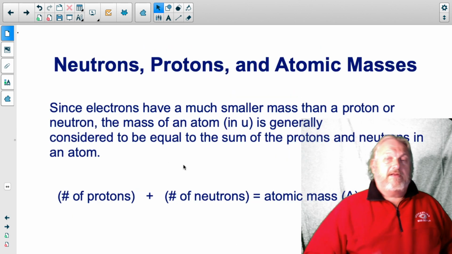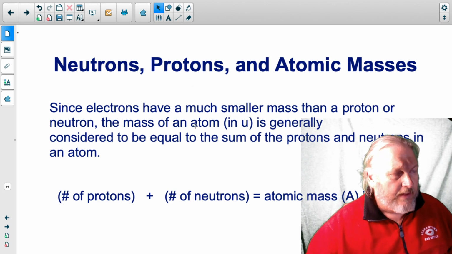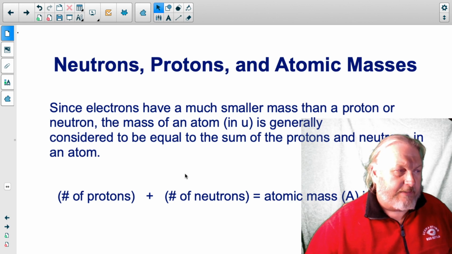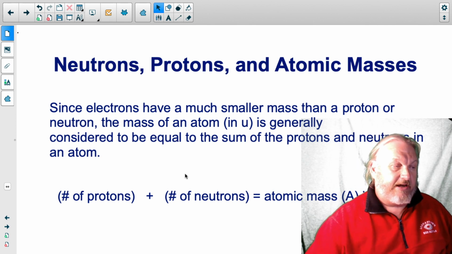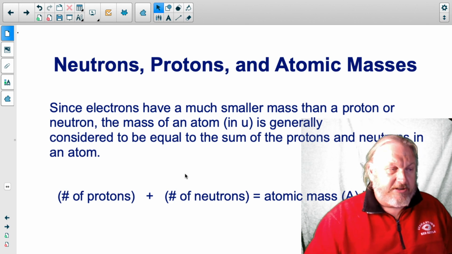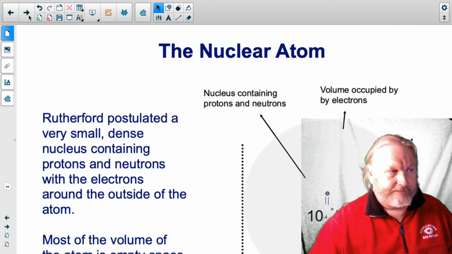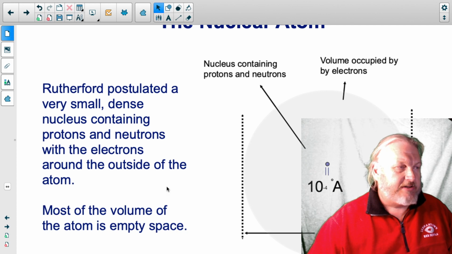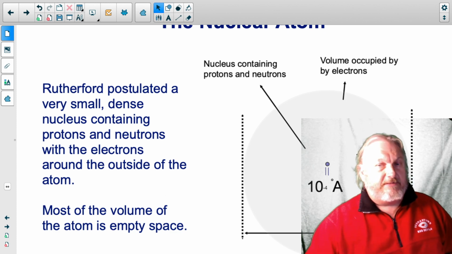It has much less mass than the proton or the neutron. So for the most part, a proton is about the same mass as a neutron. So electrons have a much smaller mass than a proton or neutron. So the mass of an atom is generally considered to be equal to the sum of the protons and the neutrons in an atom. So protons plus neutrons equal the atomic mass, or A, in AMU.